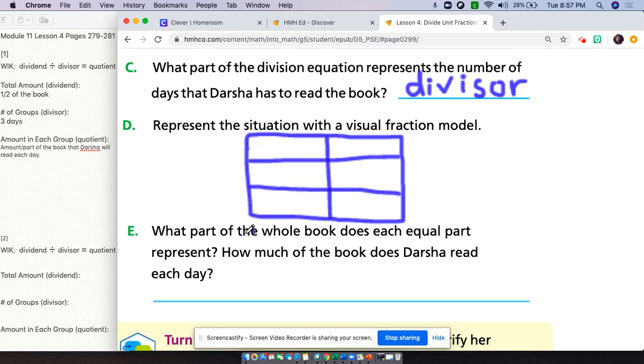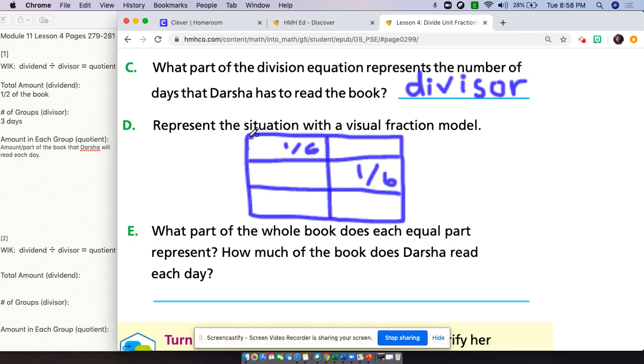And it wants us to figure out what part of the whole book each part represents. Each of these is 1/6. This box right here is 1 out of 6, and so is the one all the way over here. Each of these is 1 out of 6.